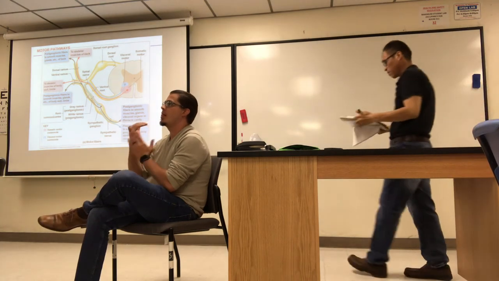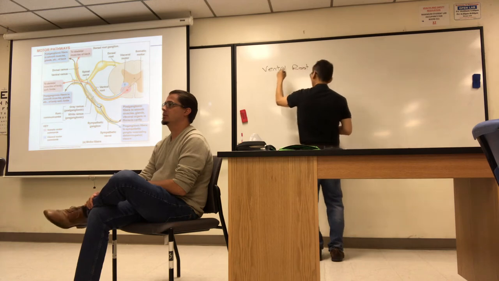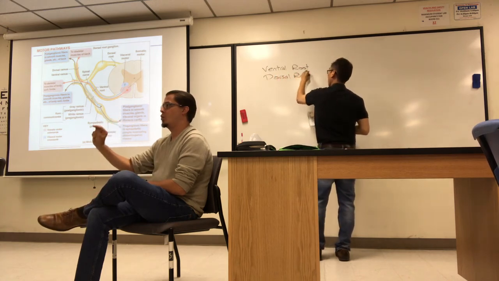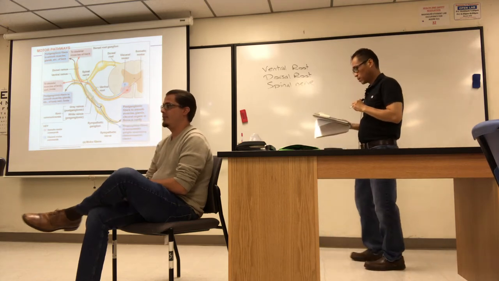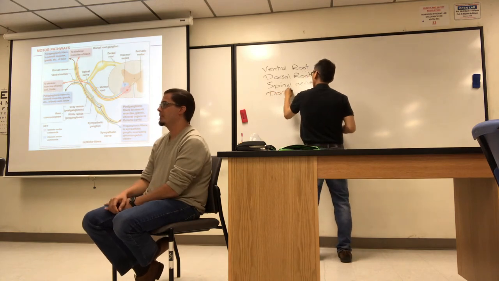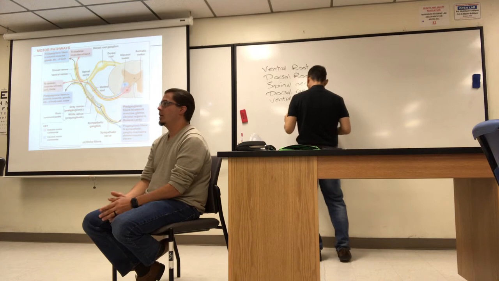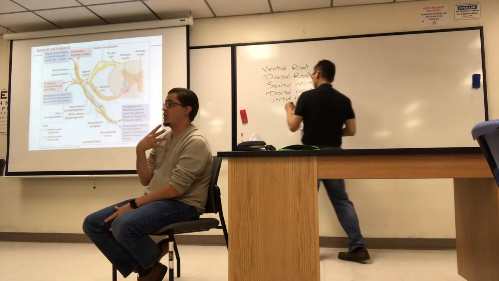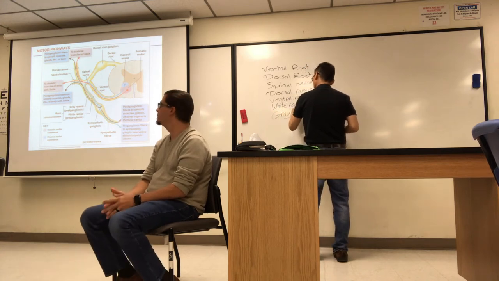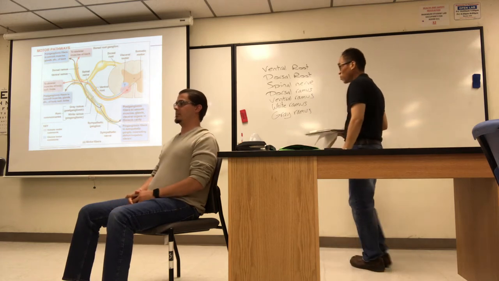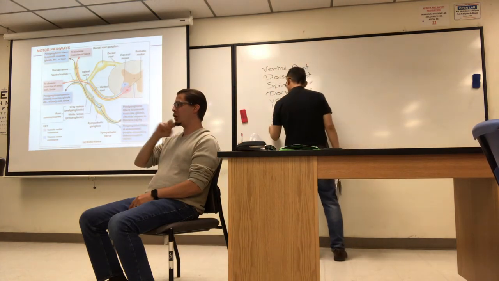So let me list all the structures that we talked about. Ventral root, dorsal root, spinal nerve, dorsal ramus, ventral ramus, white ramus, gray ramus, as well as, well, they have a structure here called the sympathetic nerve. It could be a spiky nerve, but we'll just stick with what they say, sympathetic.